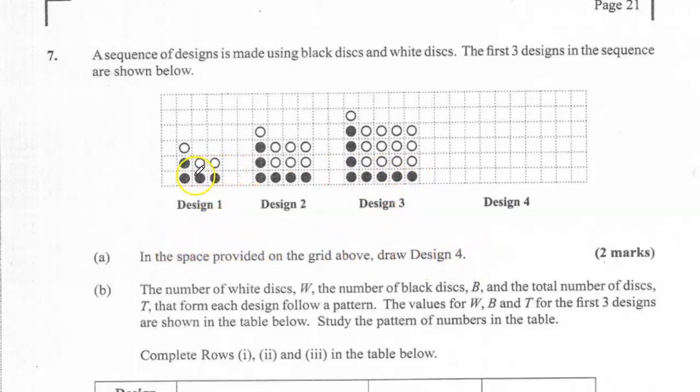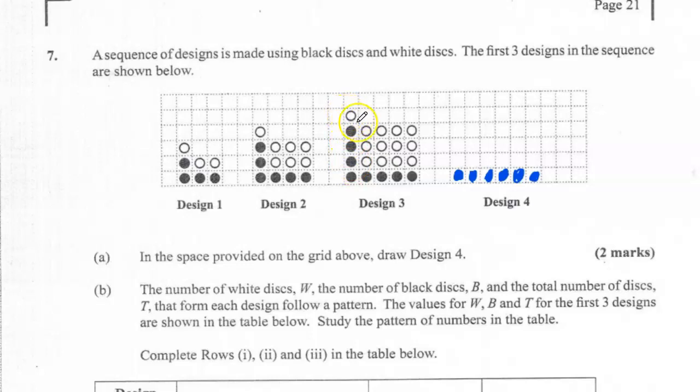Notice design 1, we have 3 full dots here, then 4, then 5. So I imagine design 4 should have 6 of these. So 1, 2, 3, 6. The second row, notice, we have this going up. So we have 3, then 4, then 5.